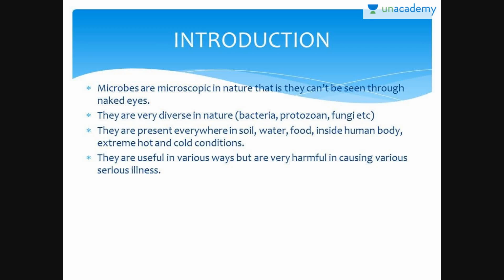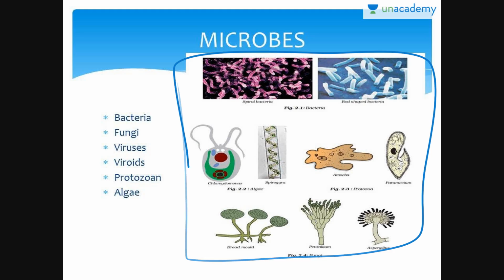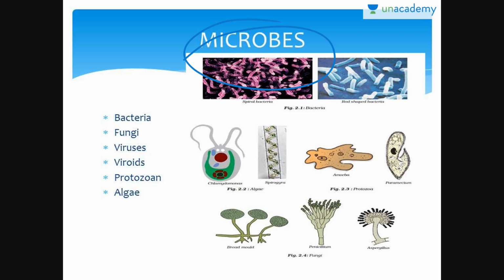So, let's get started. Microbes are microscopic in nature, that is, they can't be seen through naked eyes. They are very diverse in nature, like bacteria, protozoan, and fungi. They are present everywhere, like in soil, water, food, human body, extreme hot and cold conditions. They are very useful in various ways, but are very harmful in causing various serious illnesses. Bacteria, fungi, virus, viroids, protozoan, algae. These are the examples depicted here of microbes.